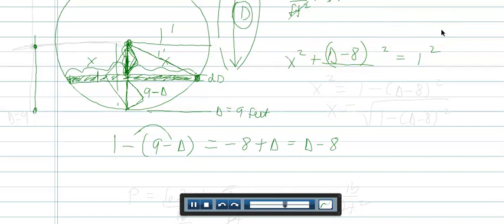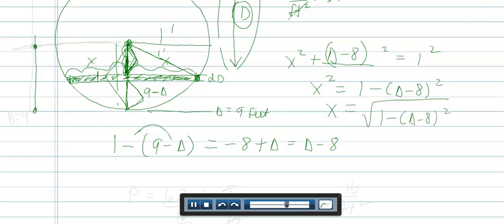Alright, so here we are. So the distance x that I desire then is going to be 1 minus that d minus 8 squared. So it's going to be the square root of 1 minus d minus 8 squared. Alright, let's take it from there then.